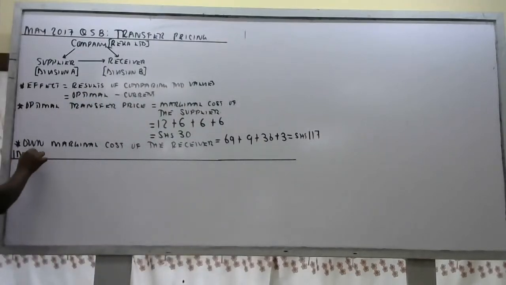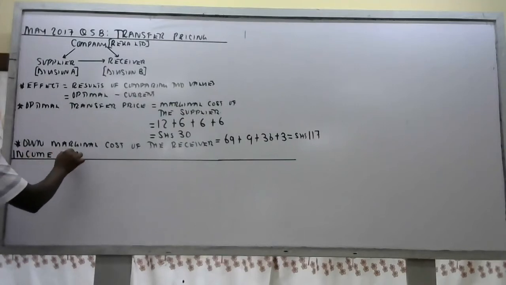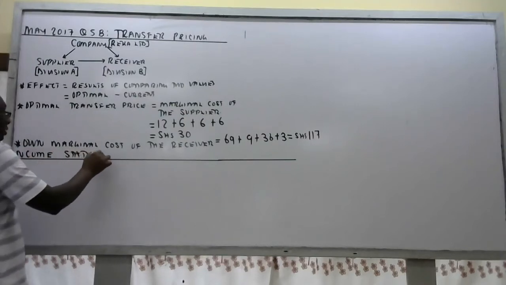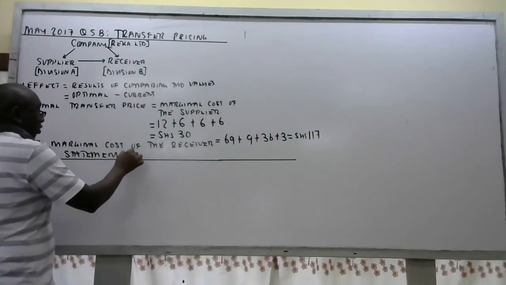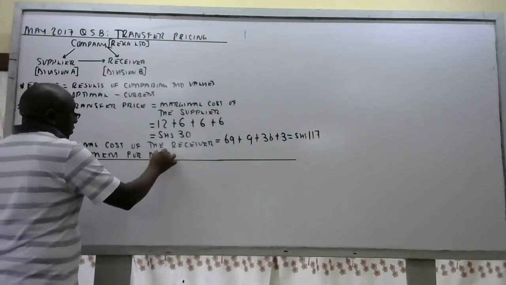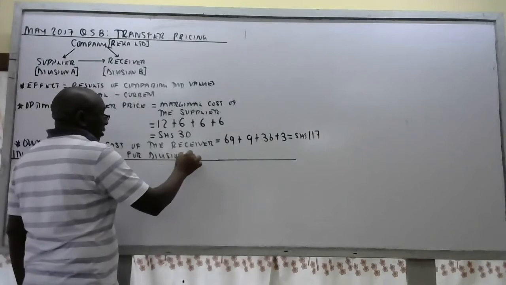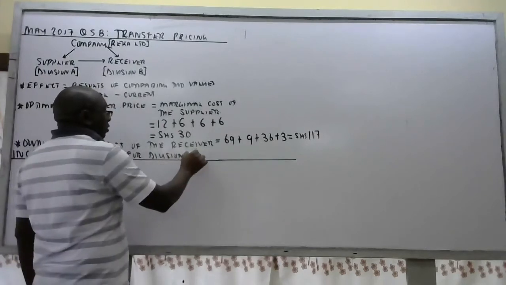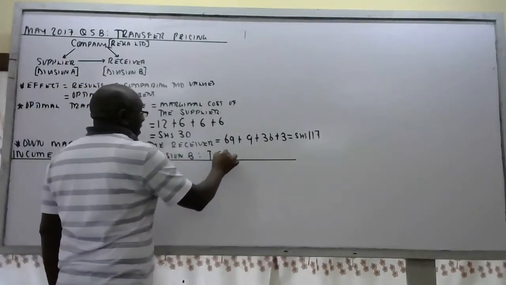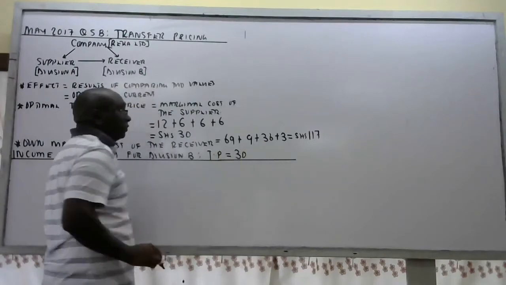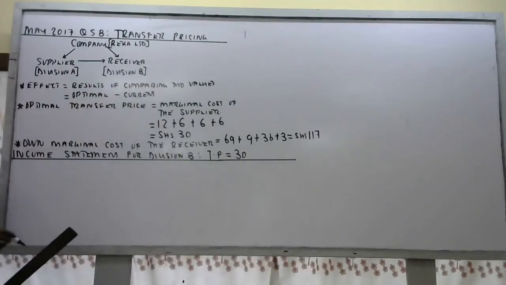So income statements for division B. And this is when the transfer price is equal to that shillings. There are a few things that we require to bring on board.